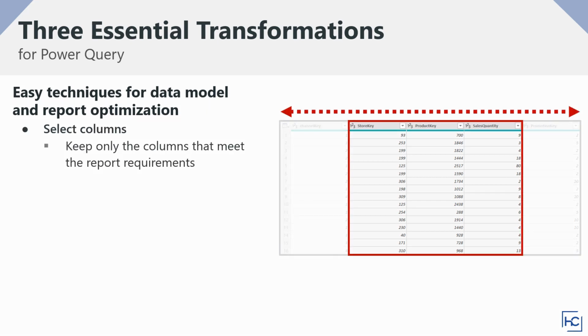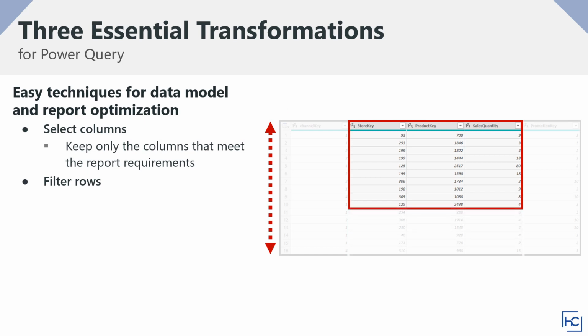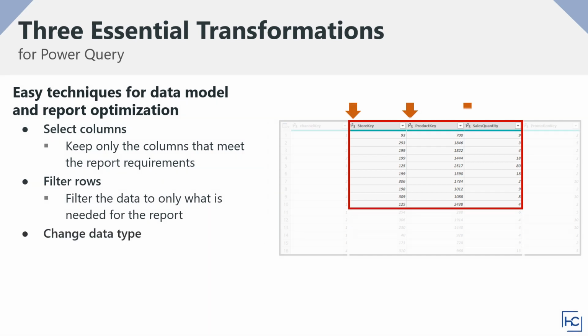The only columns in your report should be the ones that are or will be needed based on the report requirements. The second technique is filtering rows. Filtering only to the data you need will reduce the rows, which reduces the size of the report and makes any aggregations or calculations run faster for your users. Last but not least is changing your data types. It's good to double check that all the data types are correct, especially for numbers and dates. Otherwise, calculations may not work correctly in the model.